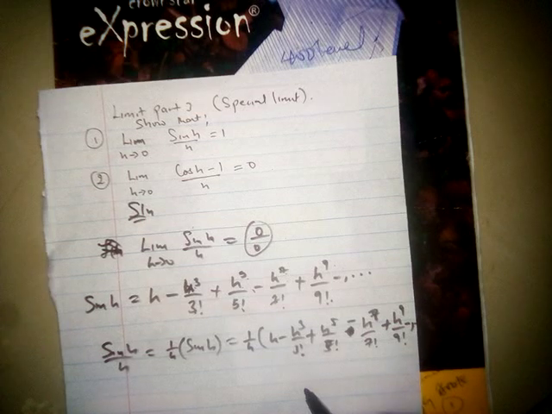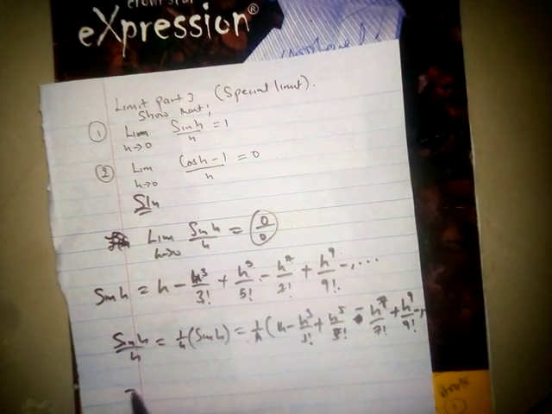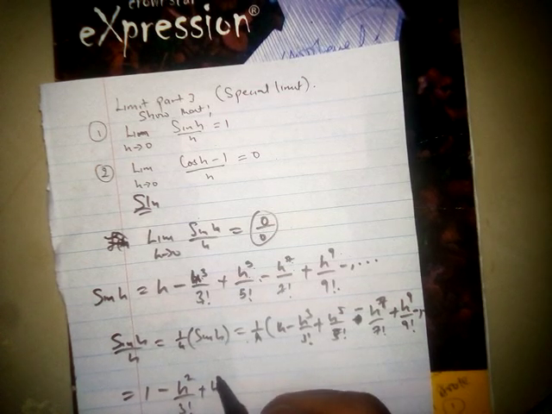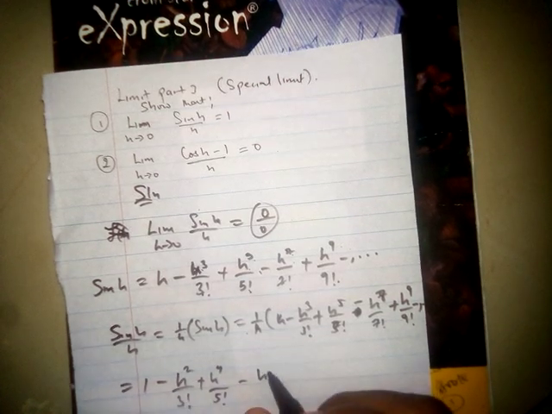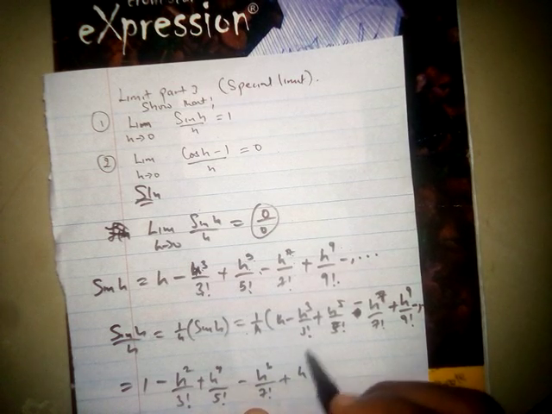That continues. If we open up this bracket, the h cancels the h here. We have this as 1 minus h squared over 3 factorial plus h to the 4 over 5 factorial minus h to the 6 over 7 factorial plus h to the 8 over 9 factorial minus ... Now this is beautiful.